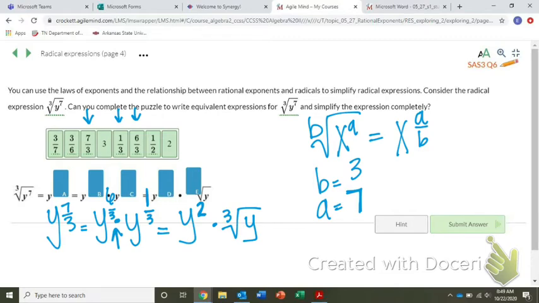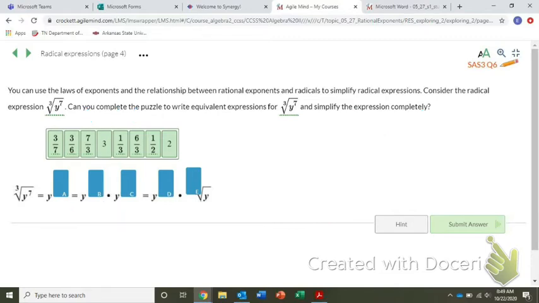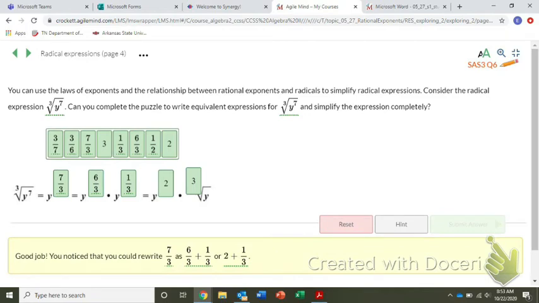Okay, so now I'm going to fill in my blanks. So here we simplified to 7/3. Then we broke it down to 6/3 and 1/3 because 6 plus 1 is 7. Then we simplified again and we said 6 divided by 3 is 2. And we know that the y to the 1/3 power just means we take the cube root of y. Okay?